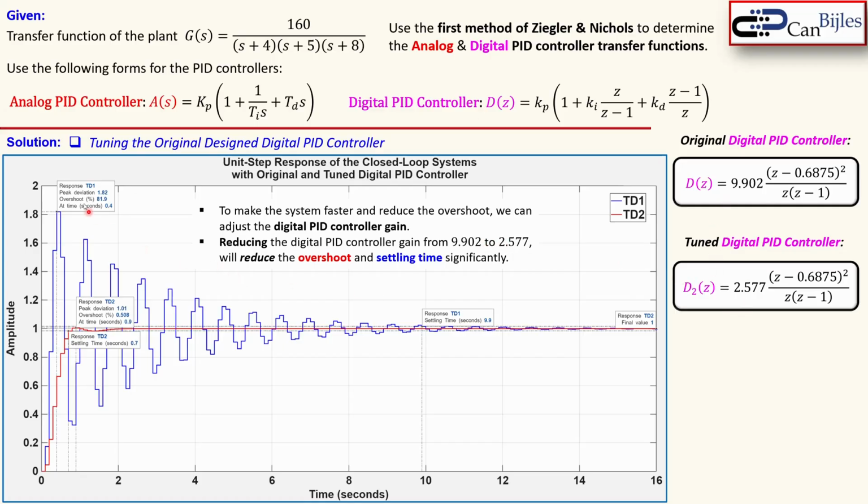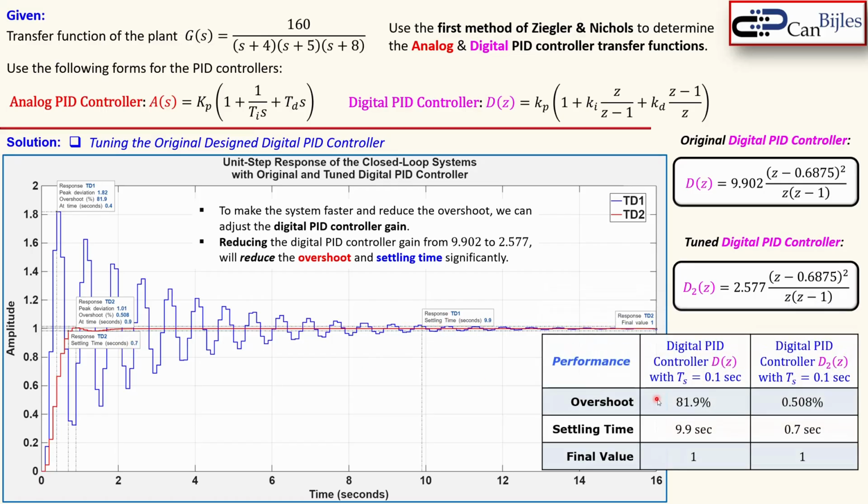The overshoot has reduced drastically. So it actually goes from 81.9, so from 82%, to almost 0.5%. So let's say almost 0% overshoot. That's actually what you have achieved here. Well, you also see that the settling time is also reduced a lot, because from 9.9 all the way to 0.7 seconds. So here is the summary.